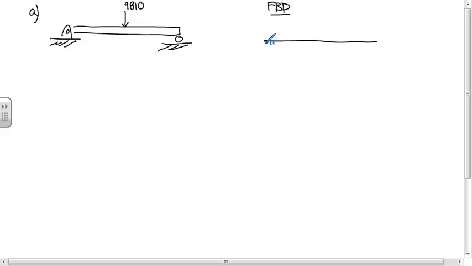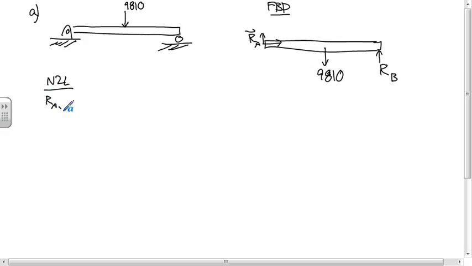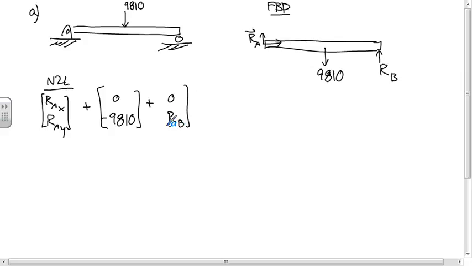Free body diagram. We have a force vector here. A force with a known direction here. A downward force of 98.10. So Newton's second law says RAX, RAY plus 0, negative 98.10 plus 0 RB is equal to zeros.